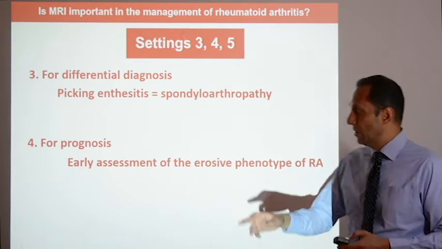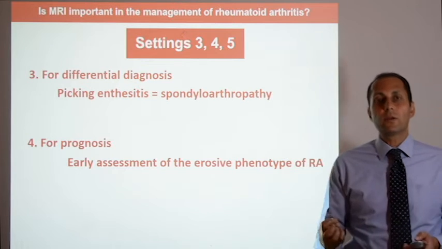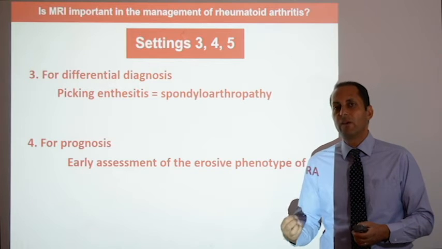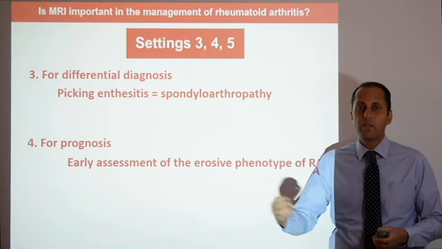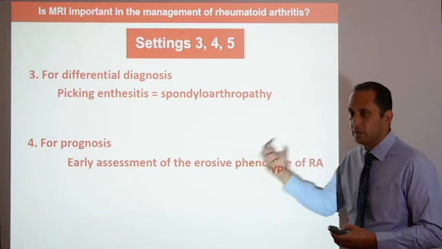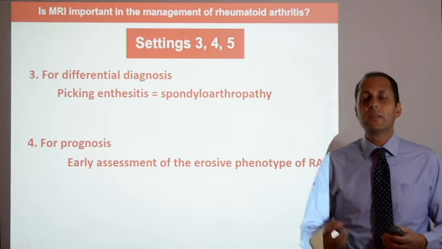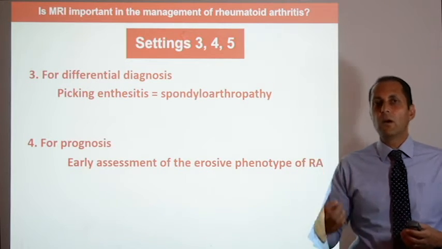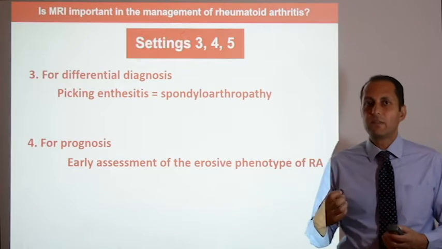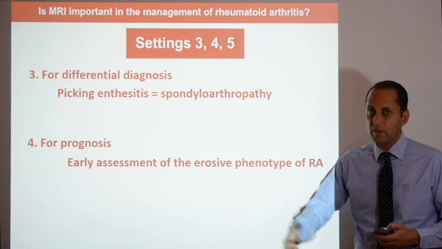For prognosis, for early assessment of the erosive phenotype of RA, if you have rheumatoid arthritis, how can you tell that this patient will develop erosions after 1 year from now or after 2 years from now? Well, we have some predictors, but the gold predictor, what we can really rely on, is detecting bone marrow edema on an MRI early in the course of the disease.